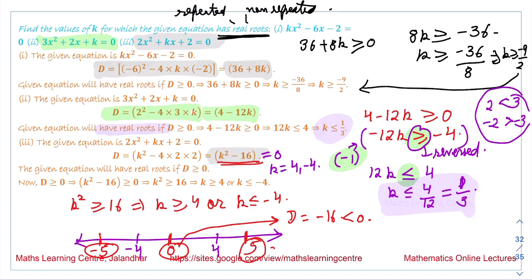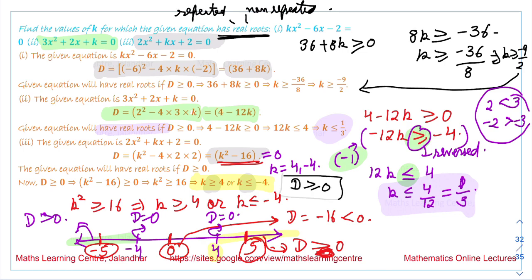So we are saying that if we substitute some value greater than 4, we will see that the value of d is greater than 0. And when we substitute a value less than minus 4, we will see that the value of d is greater than 0. At minus 4, d is equal to 0, and at 4, d is equal to 0. So the final answer we obtain is that for k greater than or equal to 4 or k less than or equal to minus 4, d will be greater than or equal to 0.